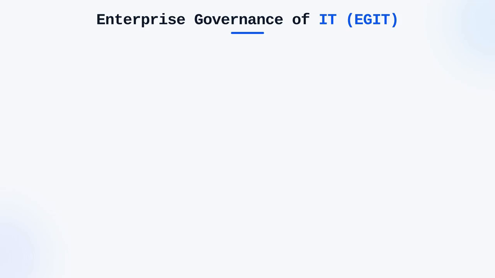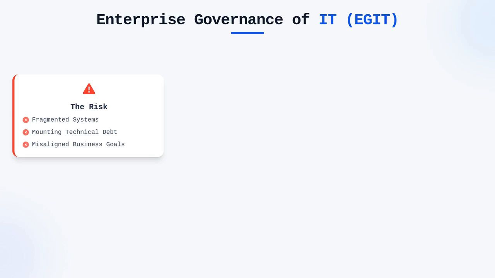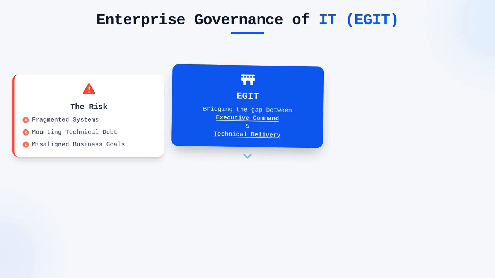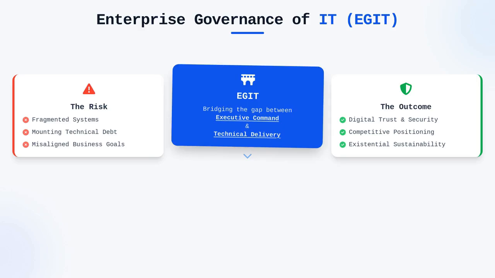Digital transformation has fundamentally altered how organizations create value, making formal oversight an existential requirement rather than a luxury. Without a governing body or process to oversee technological investments, enterprises often find themselves buried in technical debt or fragmented systems that do not serve the broader business goals. This is why we focus on EGIT, as it provides the mechanism required to bridge the gap between executive command and technical delivery. When you understand these principles, you will be able to help organizations navigate the complex landscape of digital trust, security, and competitive positioning.